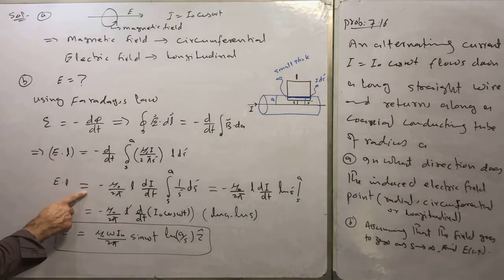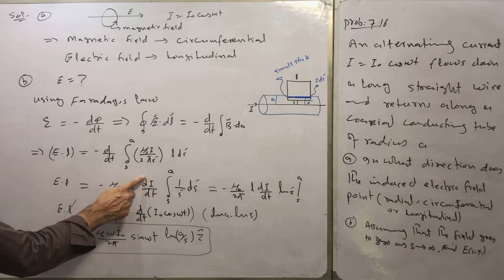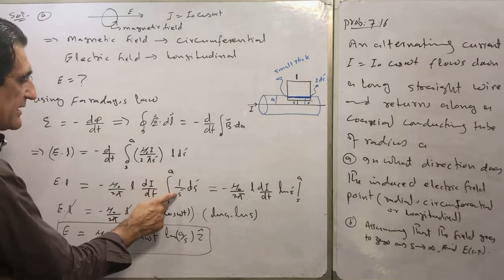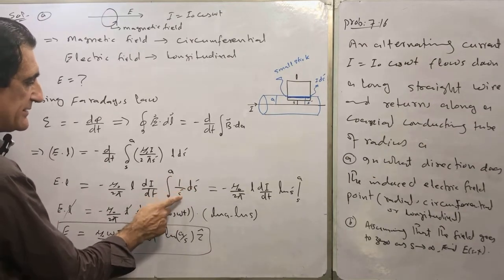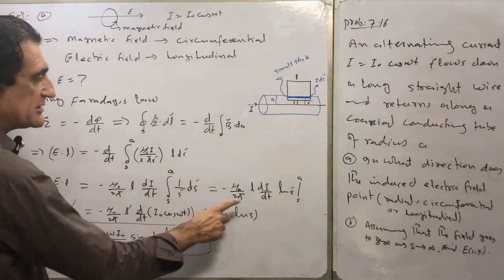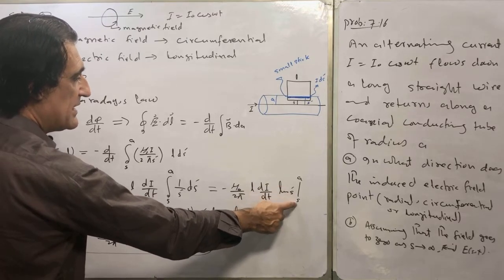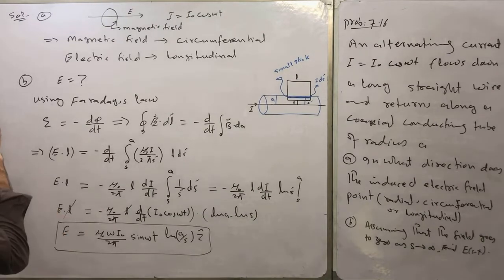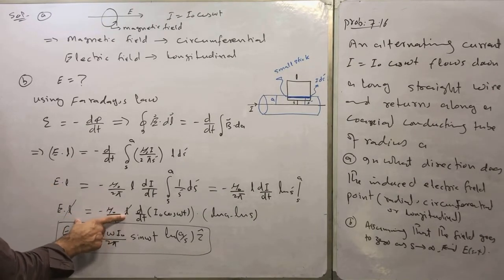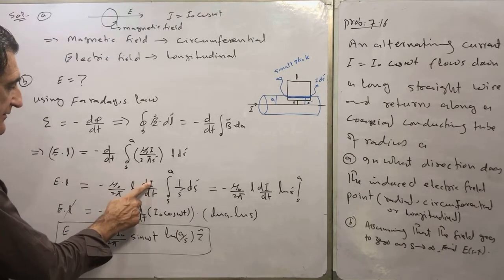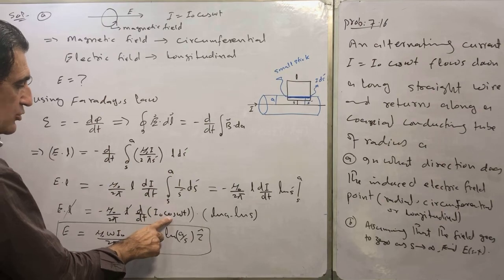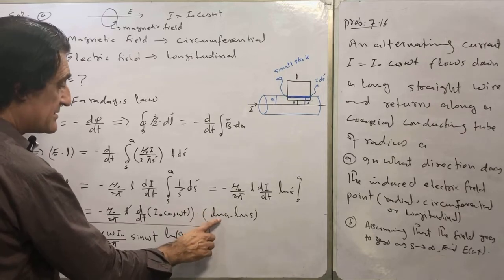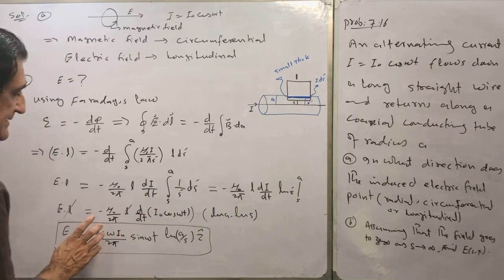And then the integral of E dot dl is equal to minus mu naught over 2 pi, L dI divided by dt, and the integration is from S to A of 1 over S prime dS prime. If we do the integration, then we will have log of S prime with limits S to A. This is very simple. Here E into L, and L will cancel with each other, and then we have I equal to I naught cosine omega t. Putting in the limits, we have log of A minus log of S.